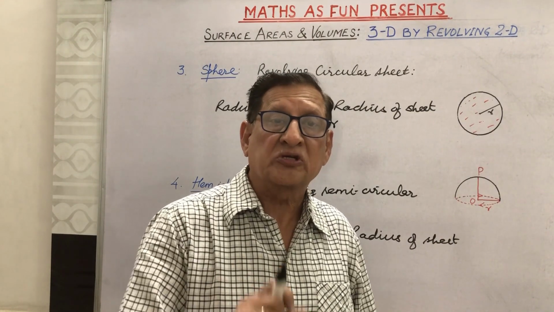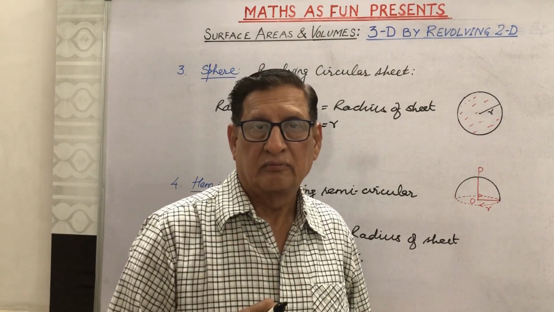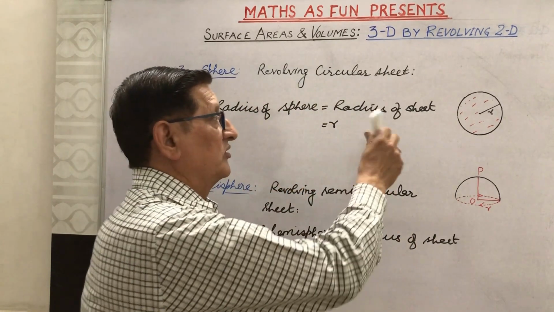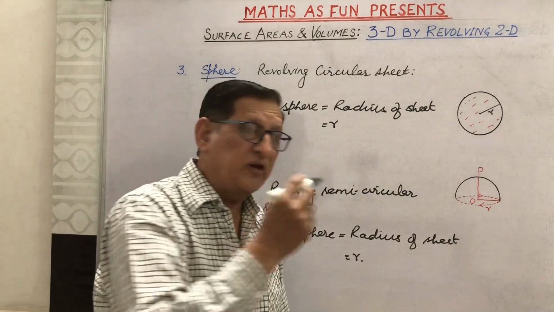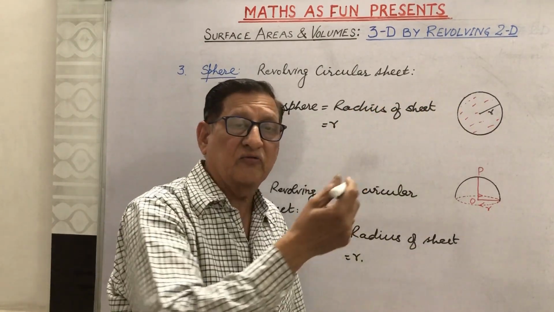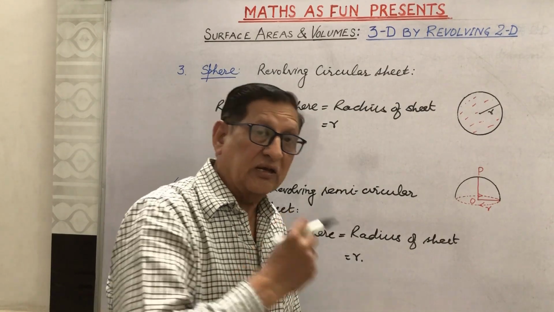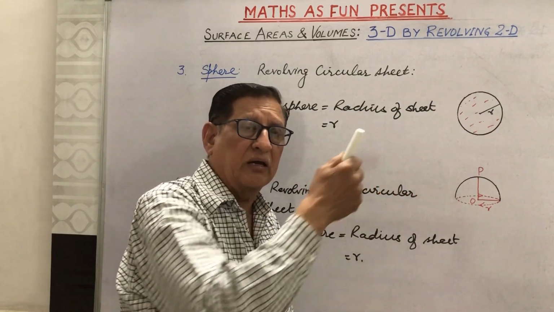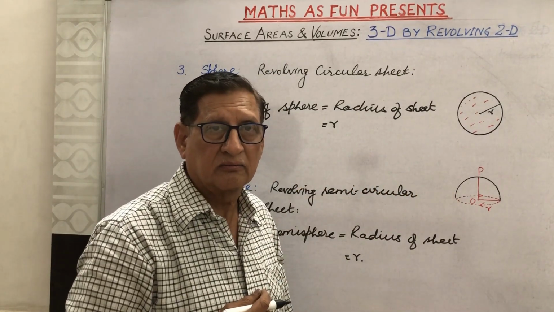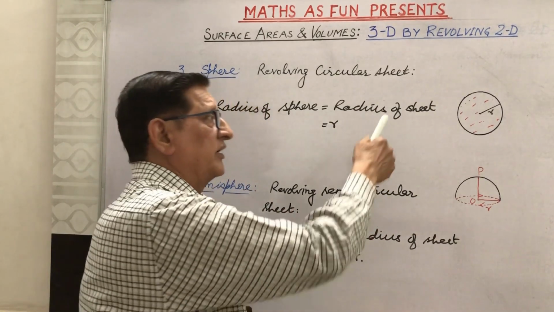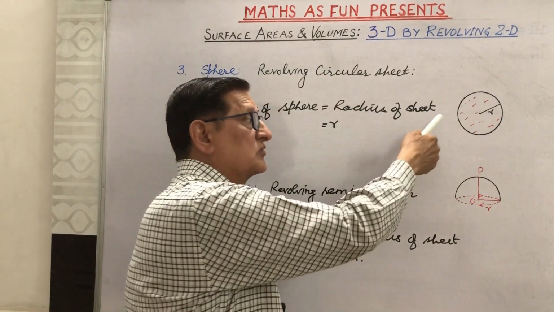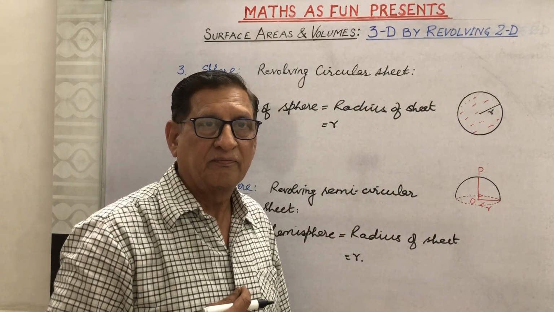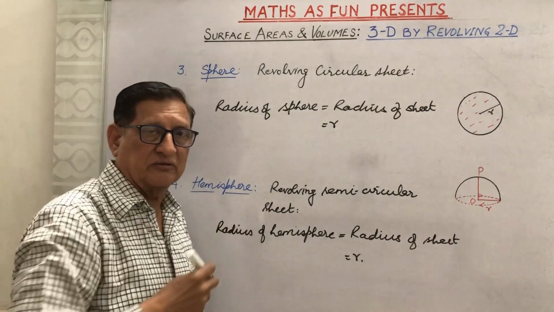Next is the formation of a sphere. A sphere actually can be understood by revolving a circular sheet. If we revolve a circular sheet about any of its diameters, then we will find a sphere is formed. You will see it easily by looking at the practical. Here we find that the radius of the sphere which is formed will be the same as the radius of this circular sheet.